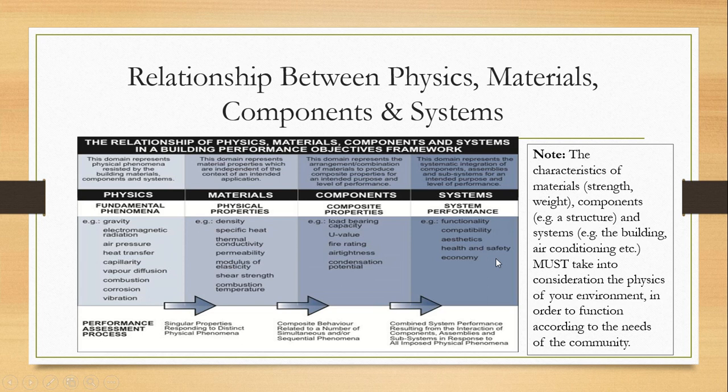All right, so what I would need you all to do is to look at this diagram and pick out any of these characteristics under the physics, materials, components, and systems, and be able to explain to me right through from physics to systems what the relationship is in relation to the functioning of the building.